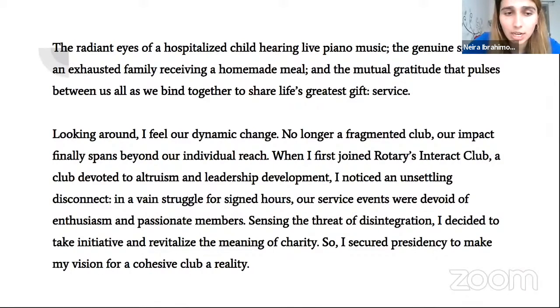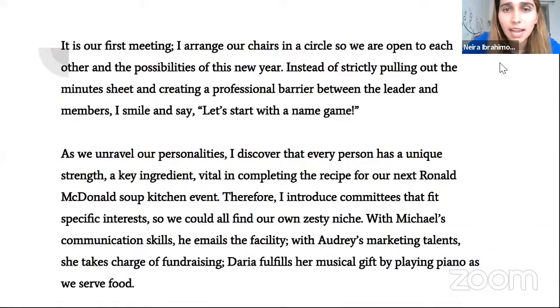Sensing the threat of disintegration, I decided to take initiative and revitalize the meaning of charity. So I secured presidency to make my vision for a cohesive club a reality. It is our first meeting. I arrange our chairs in a circle so we are open to each other and the possibilities of this new year.